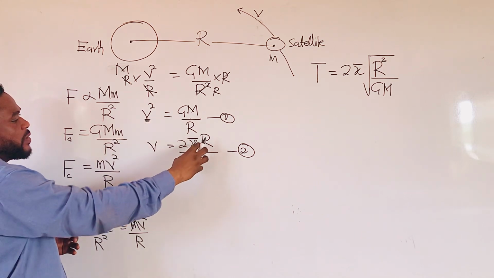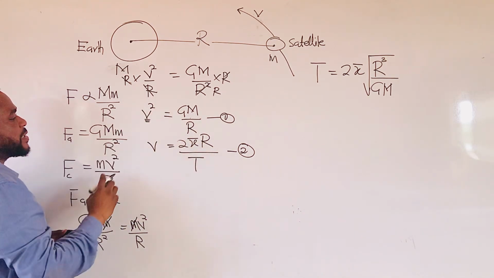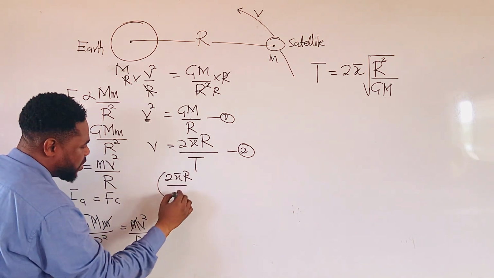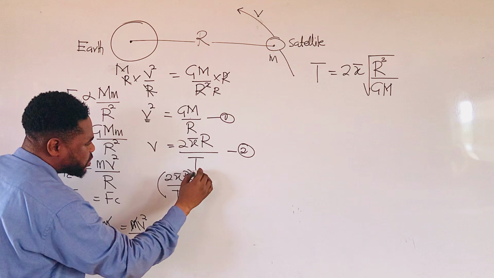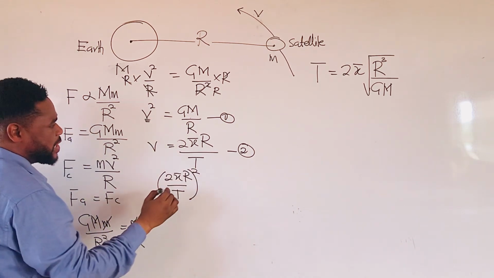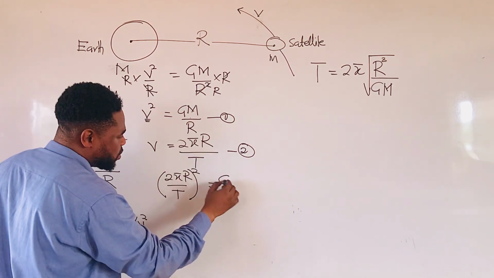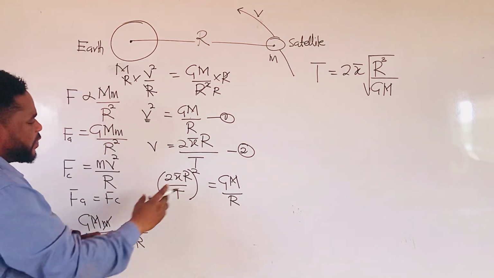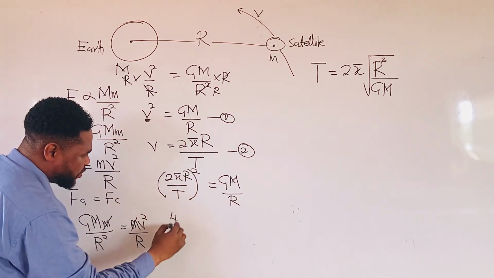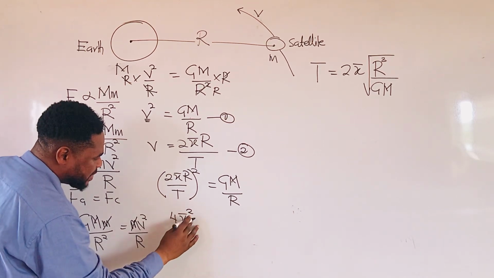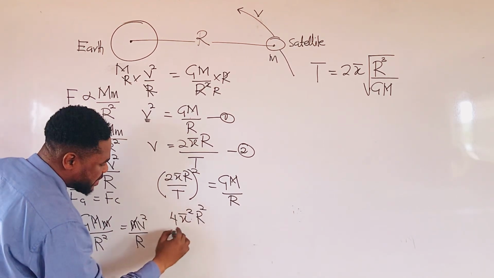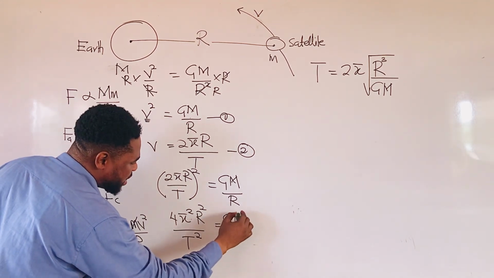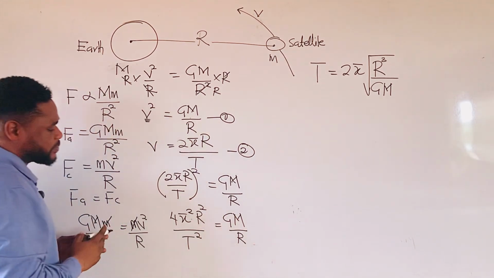Viewers, we are going to substitute equation 2 into equation 1. Anywhere we see v, we remove it and fix the whole of this here. So viewers, we have 2 pi big R, all divided by T, all raised to the power 2, equal to GM, all divided by R. Viewers, we expand this, and we have 4 pi squared R squared divided by T squared, equal to GM all over R.